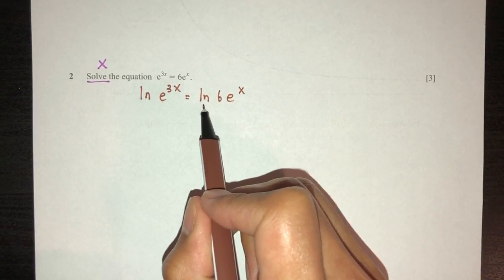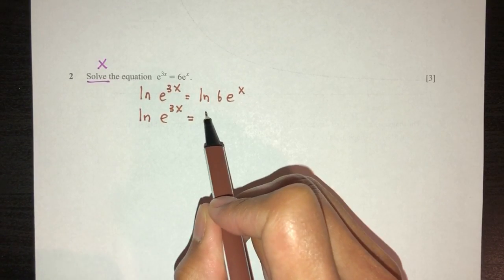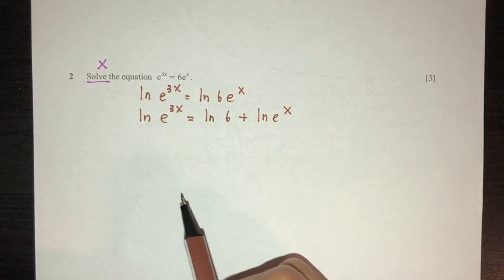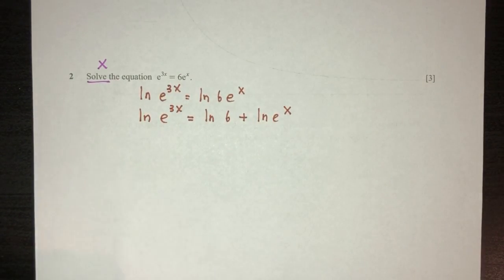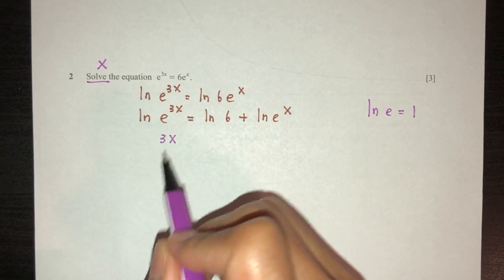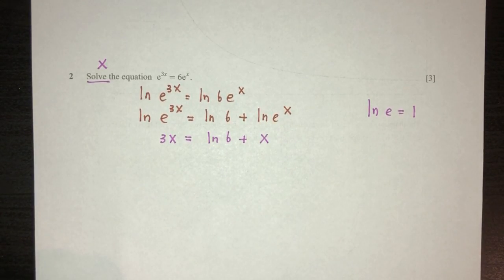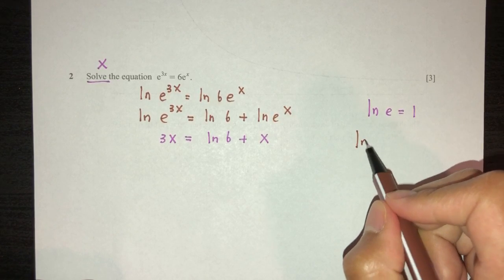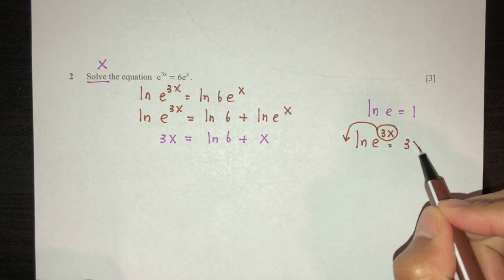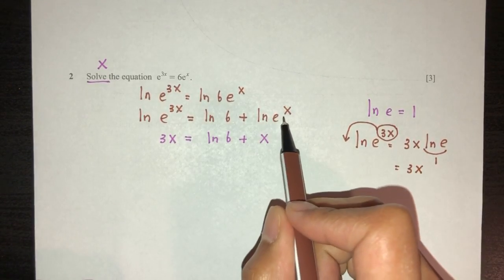Now we can break this down into two parts. So you have ln e of 3x is equal to ln of 6 plus ln of ex. Now you have to know that ln of e is equal to 1. So this becomes 3x and this becomes ln 6 plus x. So just to explain how this becomes 3x, because when you have ln e 3x, when you have a power, we can send the power right here. It will become 3x ln e, and this is equal to 1, so that's why it becomes 3x. So same way, this becomes x.